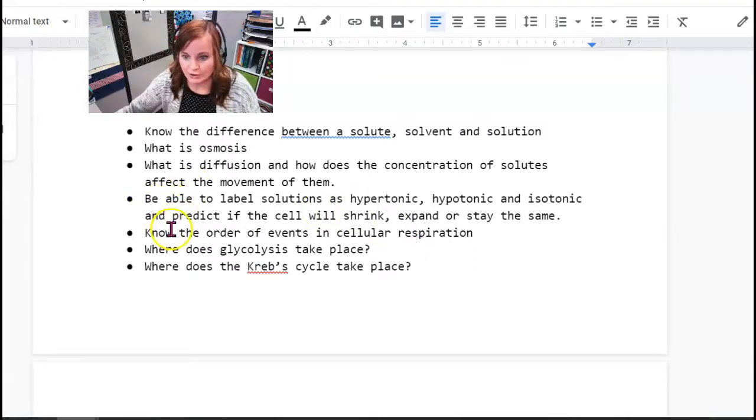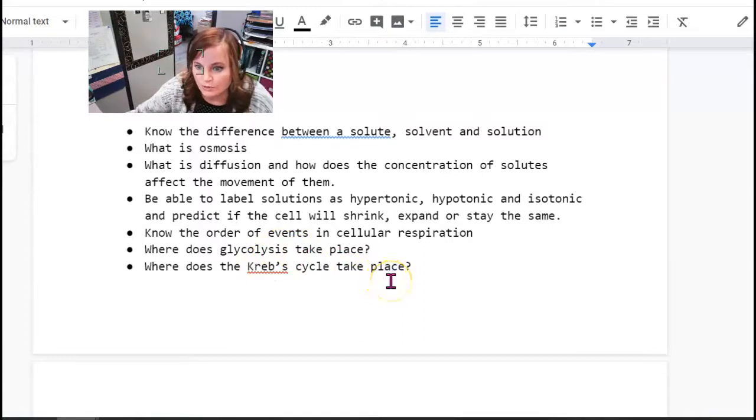Again, we talked about this for one of your essay questions, but be able to label solutions as hypertonic, hypotonic, or isotonic, and tell me if the cell is going to shrink or going to expand. And that's in your textbook as well. It's back in chapter 7, section 3. So 7.3 in my book is pages 208 to 211. So it's going to talk about those different types of solutions and whether the cell will shrink or expand.